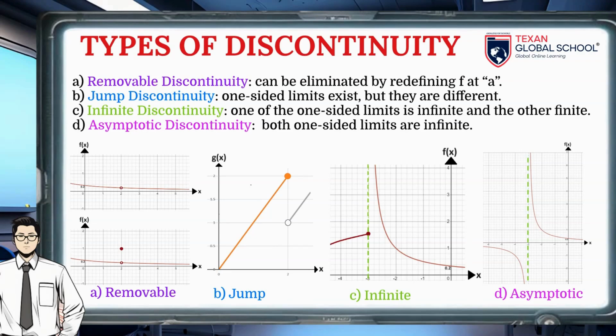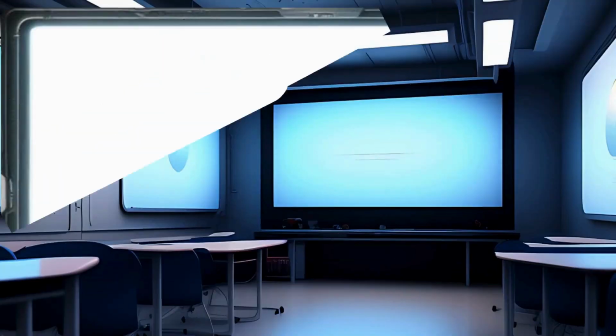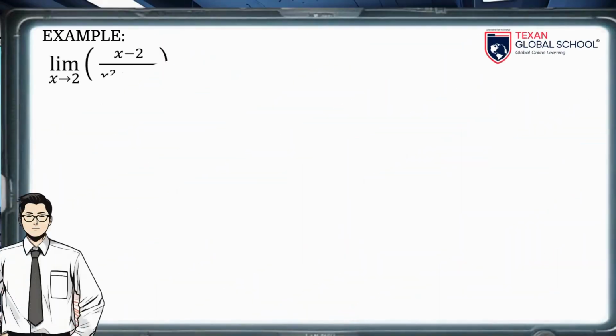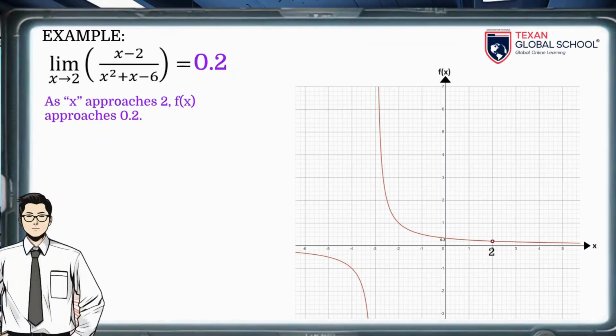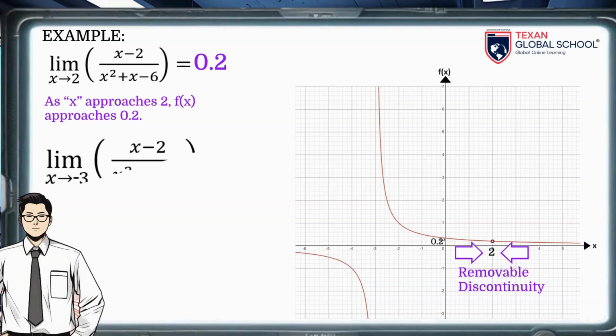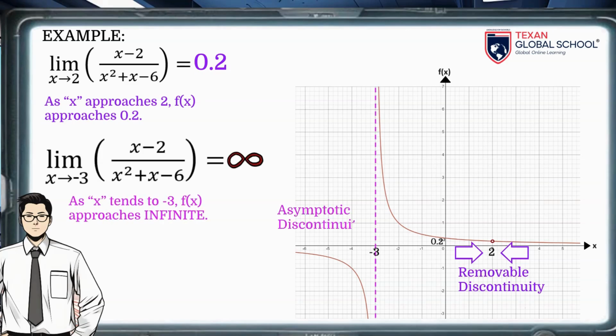In the previous example, when x approaches 2, the limit is 0.2. Thus showing a removable discontinuity. We can see that if we evaluate that same limit, but now at -3 in the same function, the value does not exist. Graphically, we see that it is an asymptotic discontinuity.